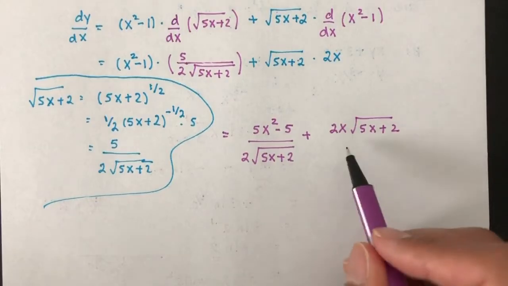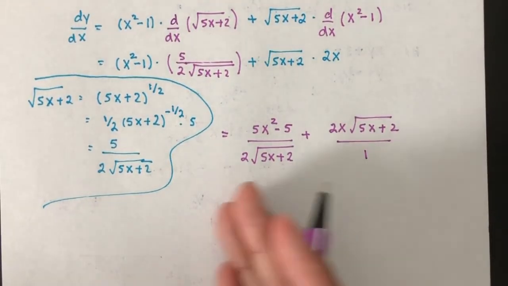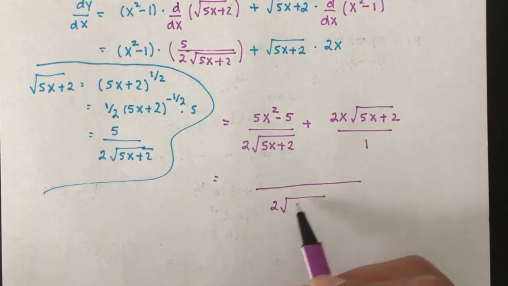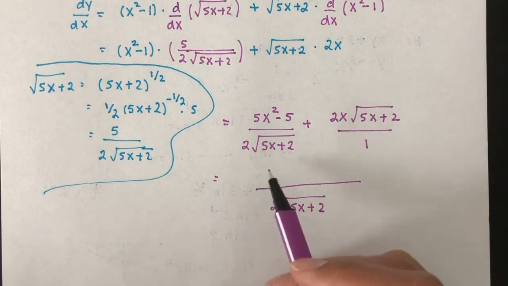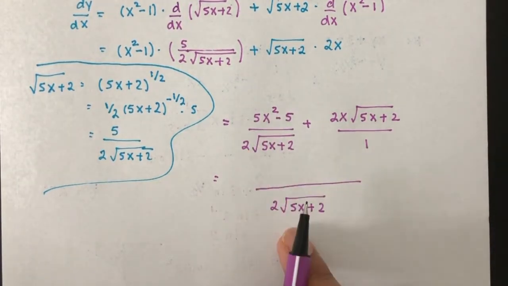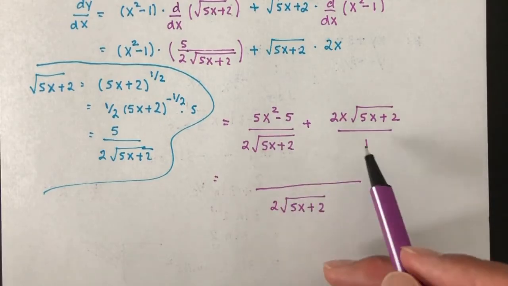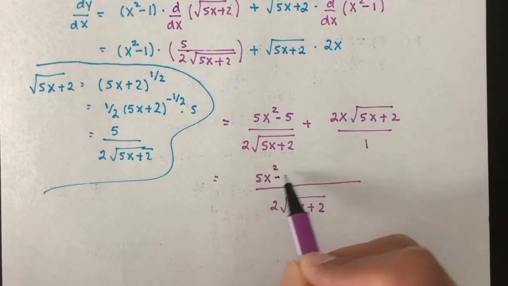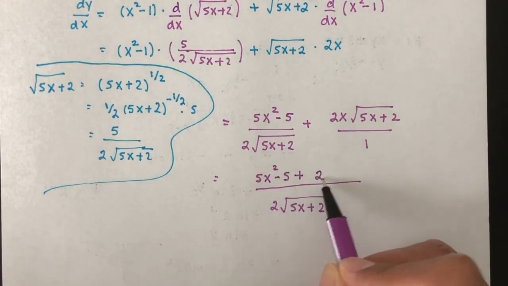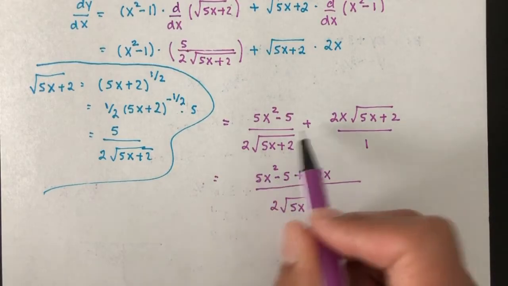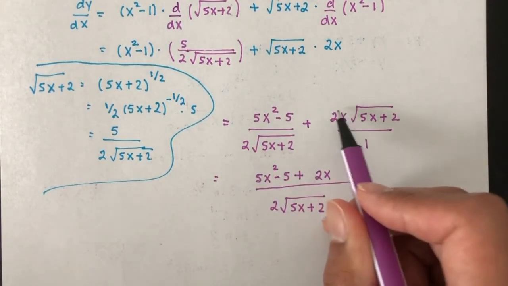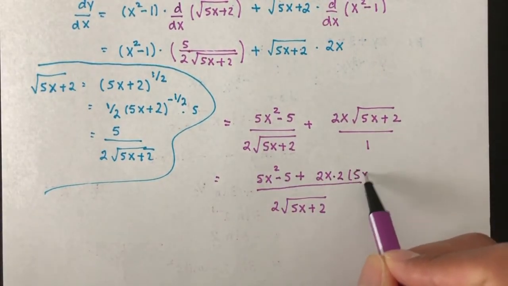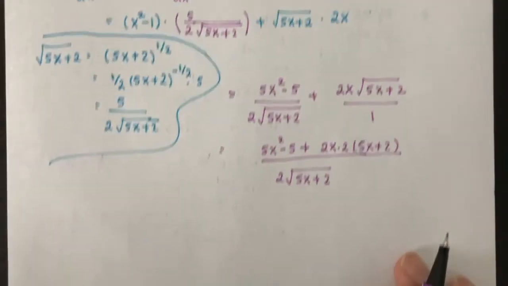Now as you can see, this is a fraction with different bases, so we can just find the LCM, which is basically 2 root 5x plus 2, and then we have to multiply this one. So this one has the base already, we don't need to multiply anything. We can just cross multiply now. That will become 5x squared minus 5 plus 2x, so this times this: first we do this times 2, and then this times this becomes 5x plus 2. Okay, I hope that makes sense.